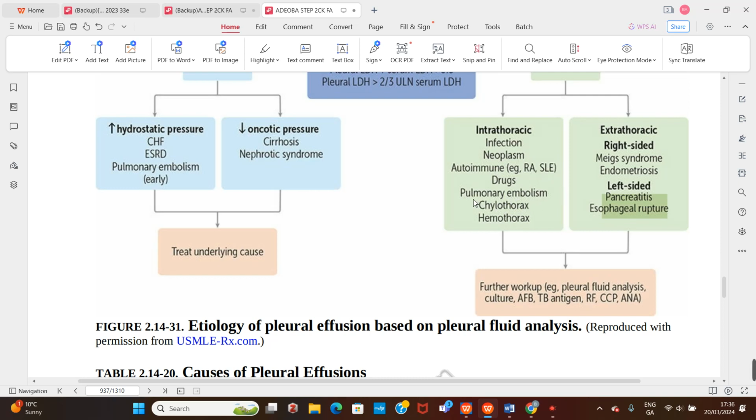Pulmonary embolism, you can get this from either your D-dimer or your CT angiography, depending on the presentation.